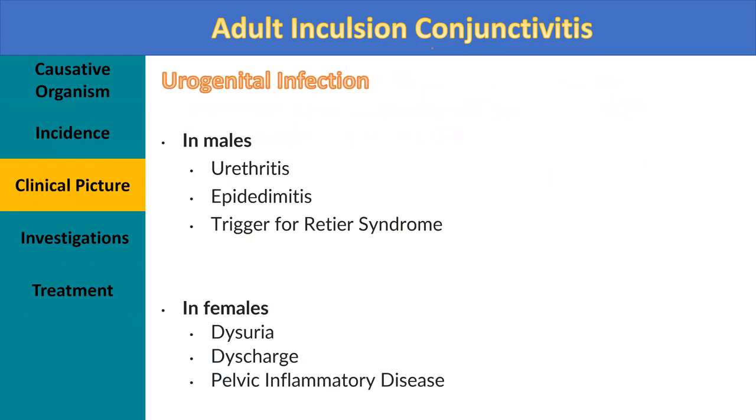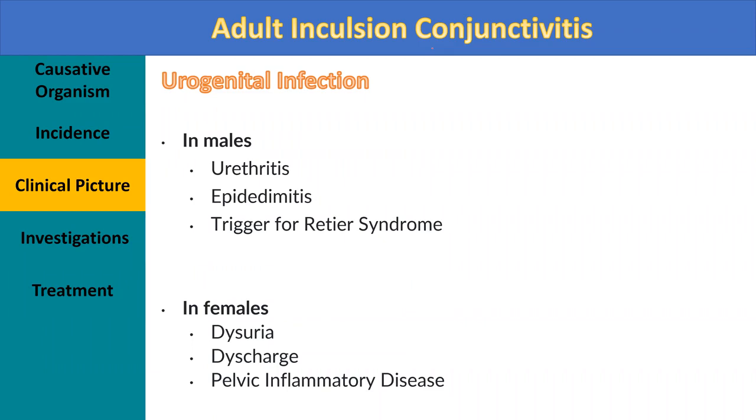So in urogenital infection, the original infection that causes the chlamydial infection, in males, it will be the commonest cause of non-specific urethritis or non-gonococcal urethritis. By far, the commonest cause of non-gonococcal urethritis is chlamydia. So it's very common. It will cause urethritis, and this urethritis will cause dysuria and discharge. This will also cause epididymitis, and it is a trigger for Reiter syndrome.